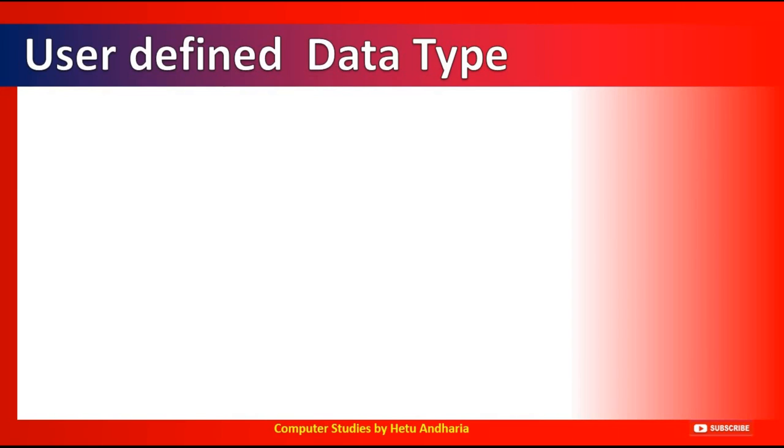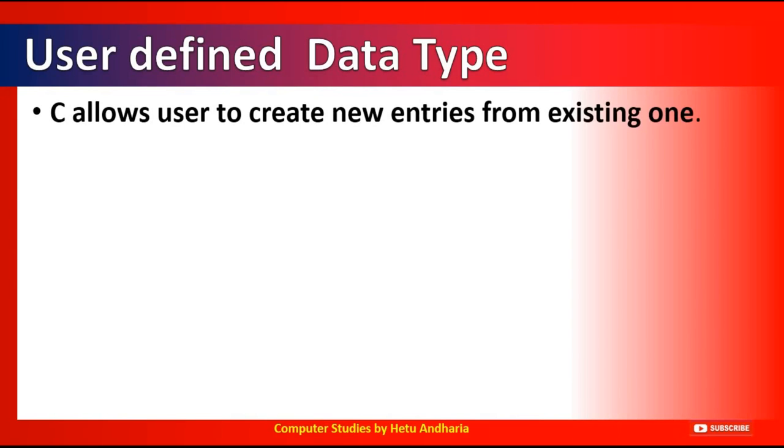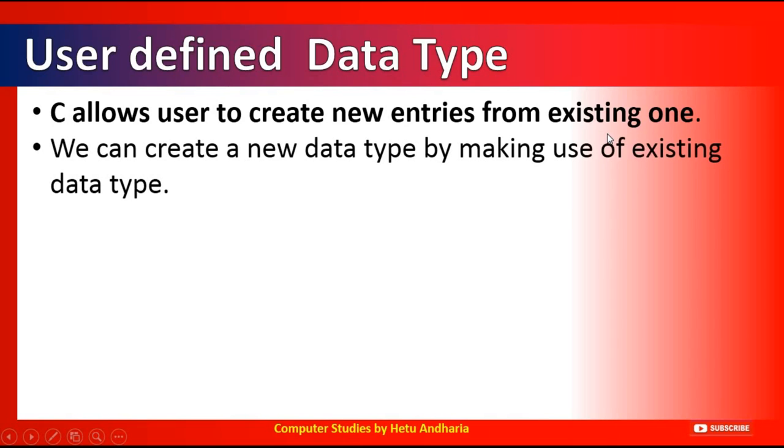Now what is this user defined data type? C allows user to create new entities from the existing one. It should be actually not entries, it's a spelling mistake here. C allows the user to create new entity from the existing one. We can create a new data type by making use of the existing data type. I will explain you just now.